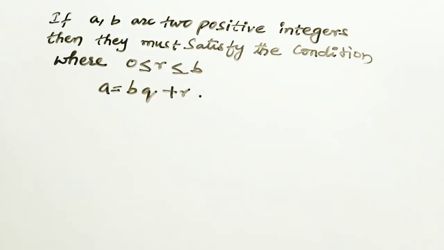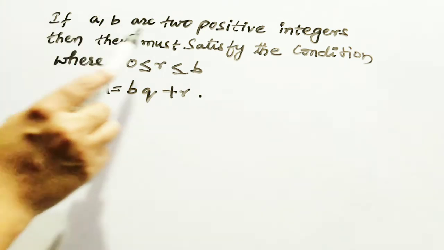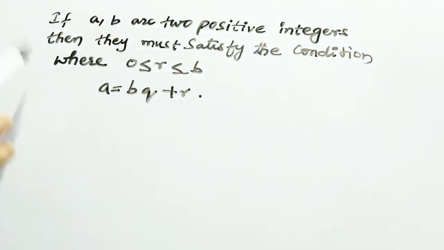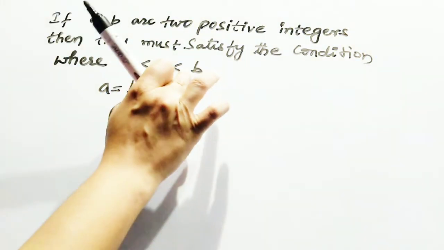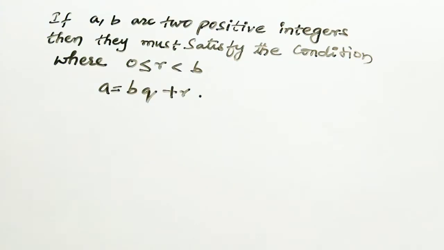What is the Euclid division algorithm or division lemma method? It means if A and B are two positive integers, then they must satisfy the condition where 0 is less than or equal to R, and the remainder must be less than B. A is nothing but the dividend, B is nothing but your divisor. Just note down this definition of Euclid division algorithm.